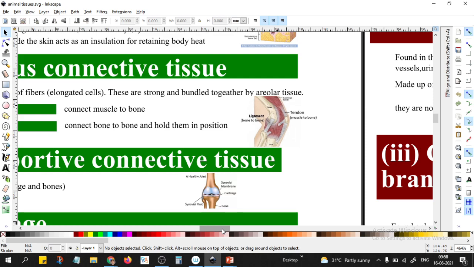Bone marrow. Inside the bones there is a hollow structure. In it we have the marrow, the bone marrow, as we say. Here the blood will be made.